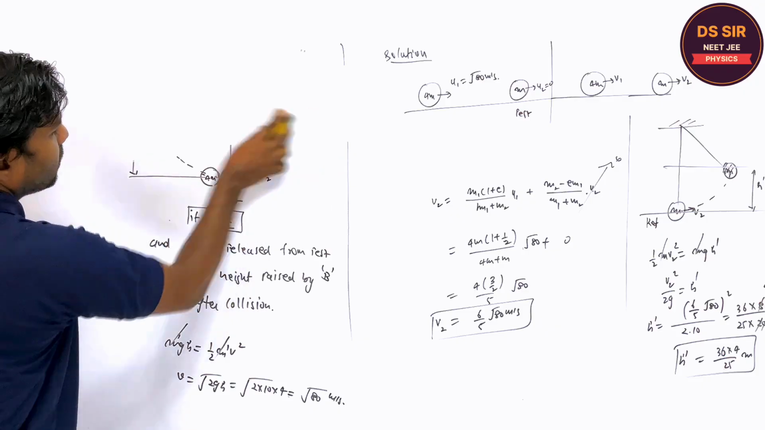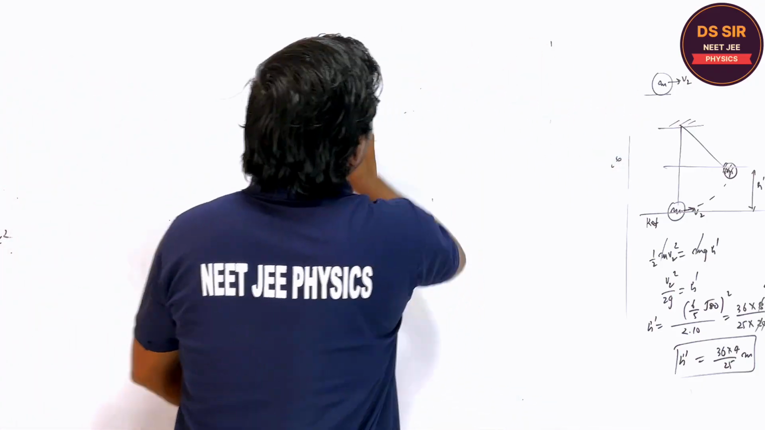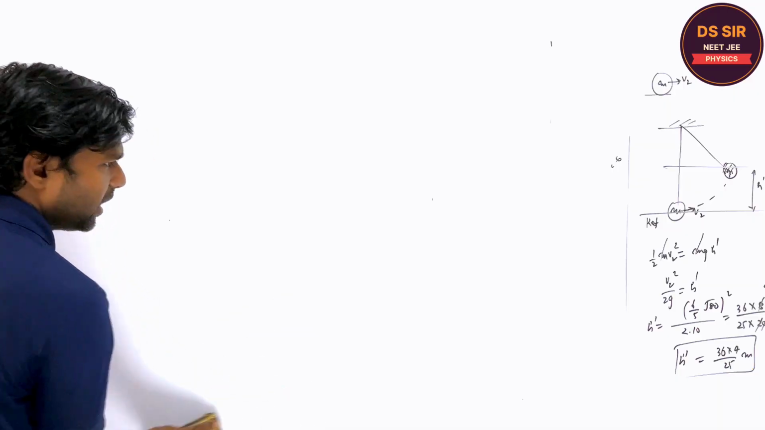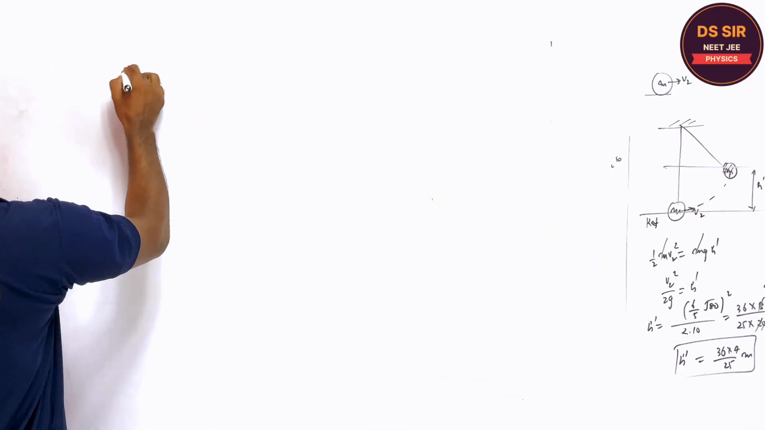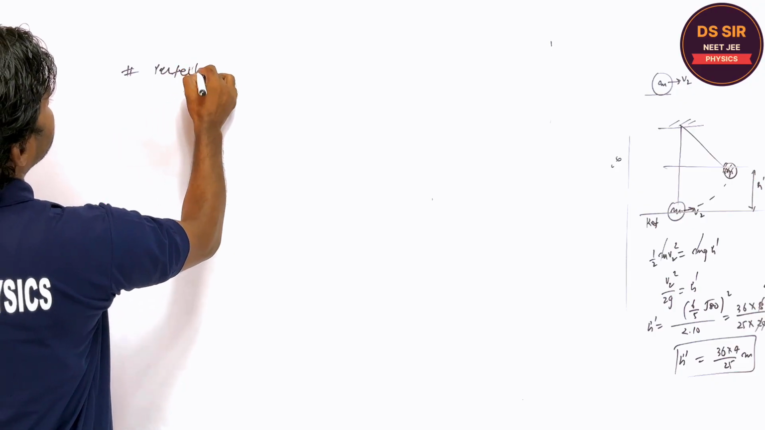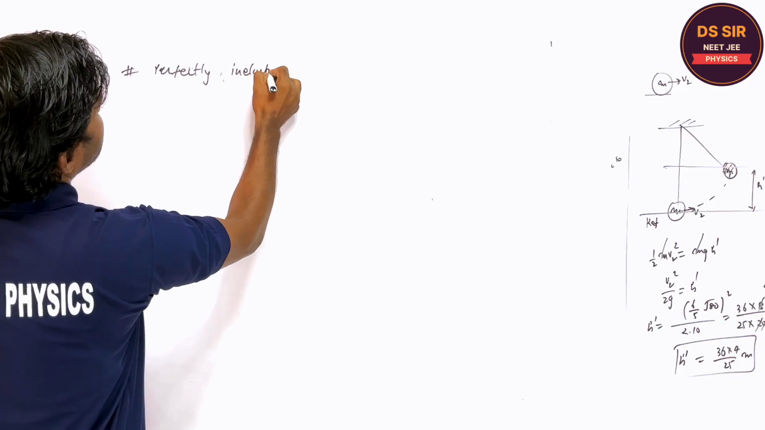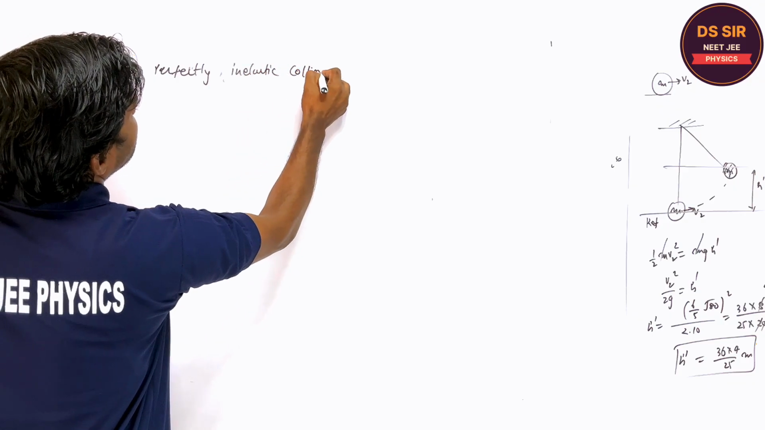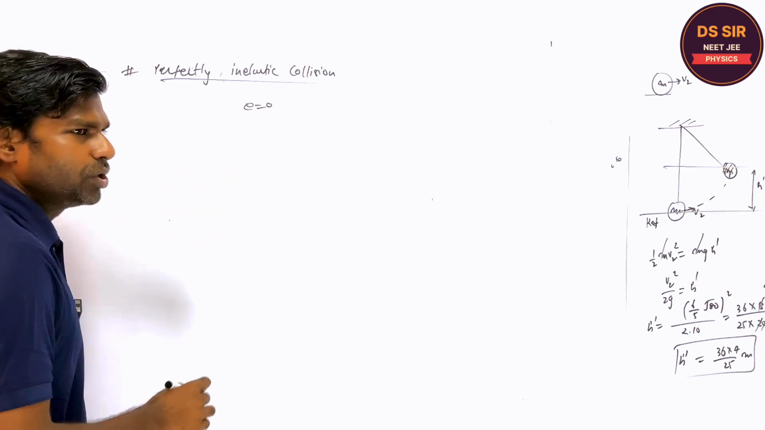So this is another question for the inelastic collision. I think the perfectly inelastic collision we have done, right? What is the perfectly inelastic collision? It is the collision when e is equal to 0.